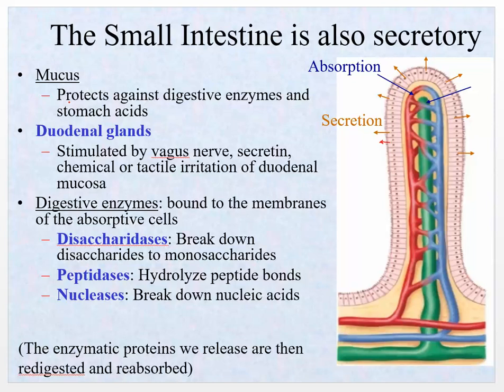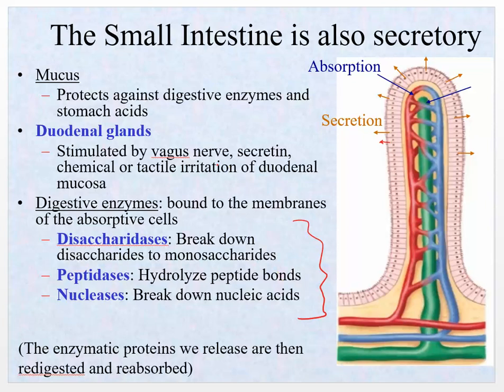Duodenal glands are stimulated by the vagus nerve, secretin, and chemical or tactile irritation of the duodenal mucosa. Okay, so I think we are going to talk about secretin later. If not, then that's okay. Let's see, digestive enzymes. So these are the big ones that we have to think about right now.